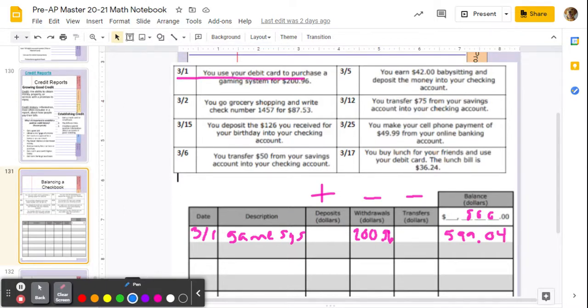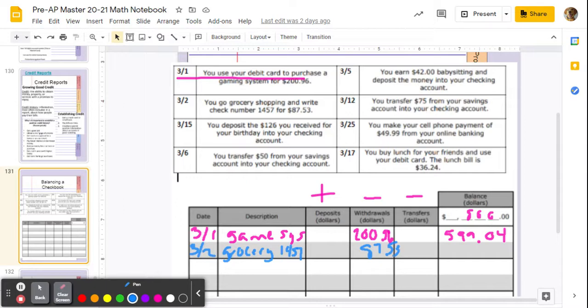The next one we're going to do is the second. So 3-2 is our date. It says you go grocery shopping and you write a check number 1457. Every check has a number on it, so you know which check you used. So I'm going to say grocery, and I'm going to say 1457, just so I know that it was a check. And we spent $87.53. Again, we're spending money, so we're going to withdraw that money.